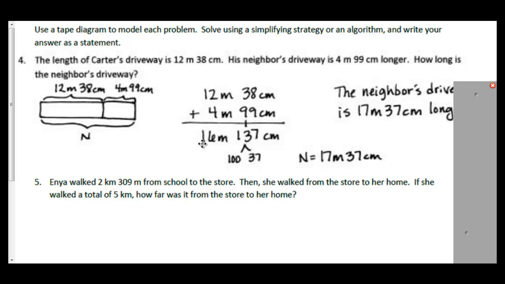If you left it like this, 16 meters, 137 centimeters, I want you to go ahead and change it because I want to make sure that you're leaving this in the most simple form. If you left it as 137 centimeters, it would be correct, but it wouldn't be as accurate. Then you're going to write your sentence. I said the neighbor's driveway is 17 meters, 37 centimeters long. Yours was probably really similar.